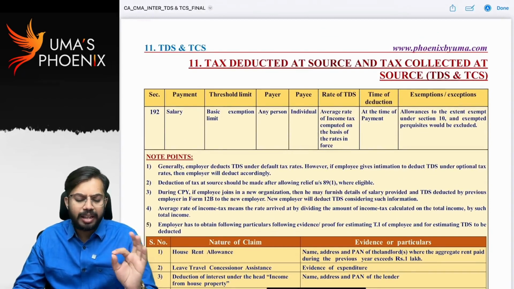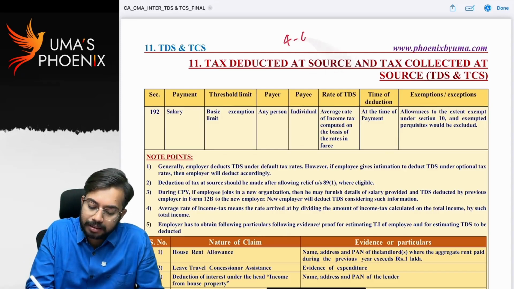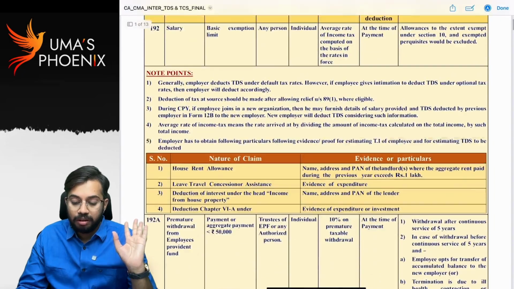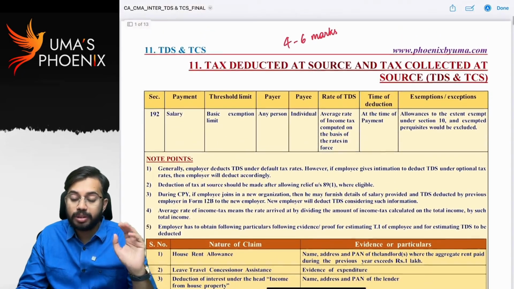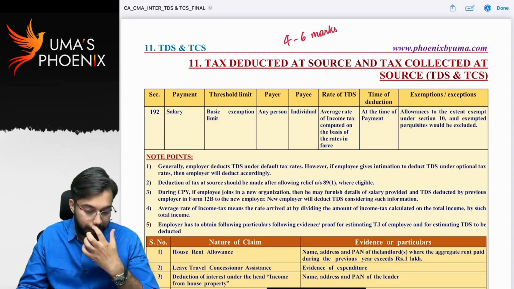Okay. So easily from the TDS and TCS chapter, you can expect 4 to 6 marks. Definitely one question will come, and that too the last question. That much important this chapter is, don't skip this chapter. Not only for examination, even if you go to interviews after clearing CA Inter for articles, in those interviews also TDS and TCS related questions will be asked.